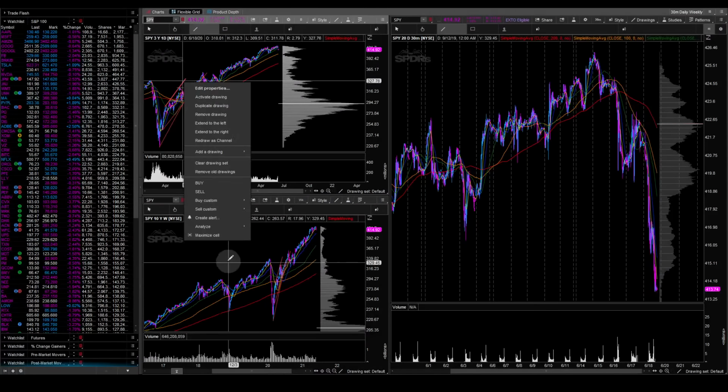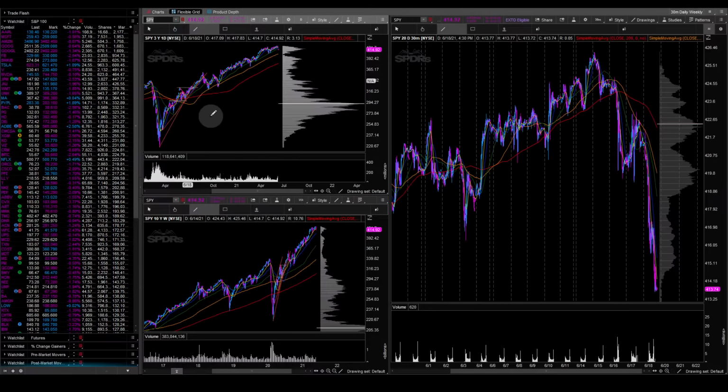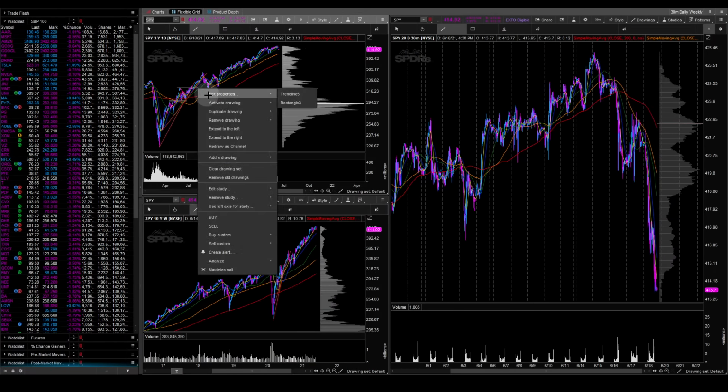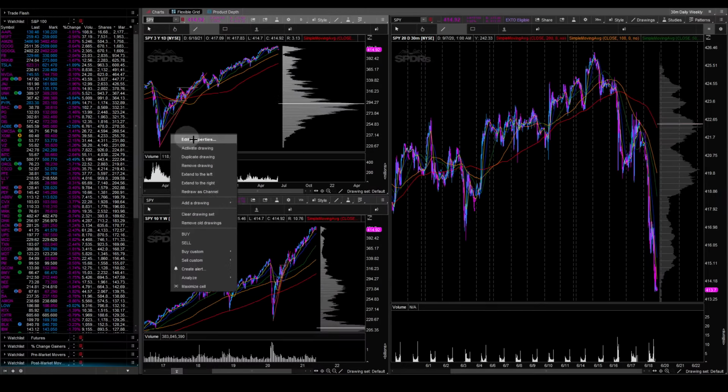Look at those old lines. Jeez. Remove. Whoa. Yeah, just remove them all.